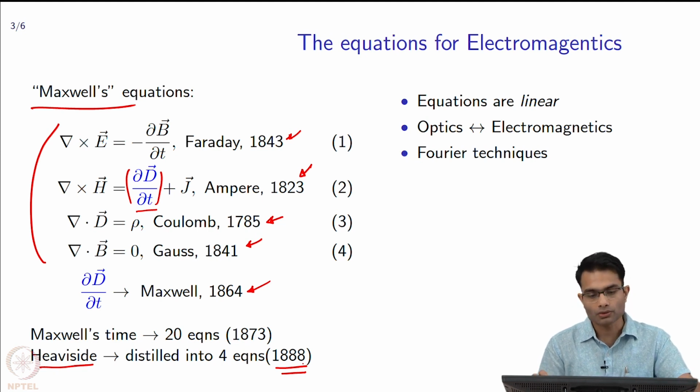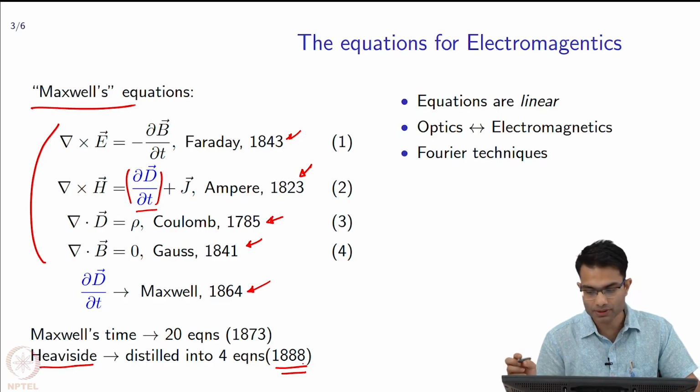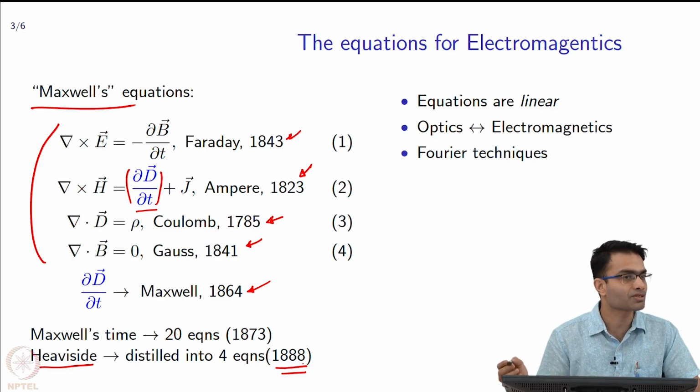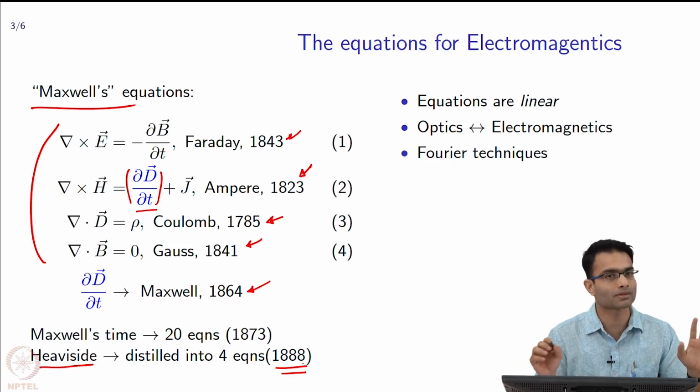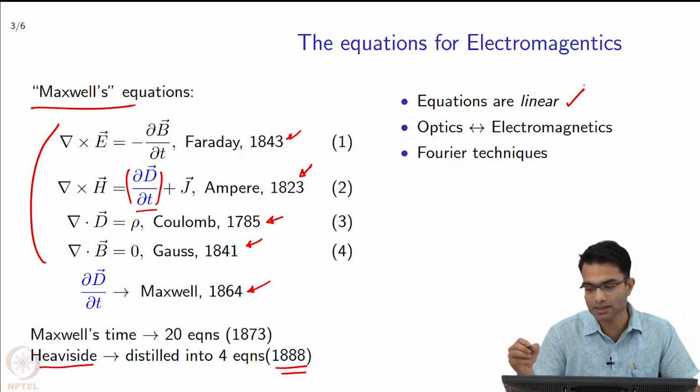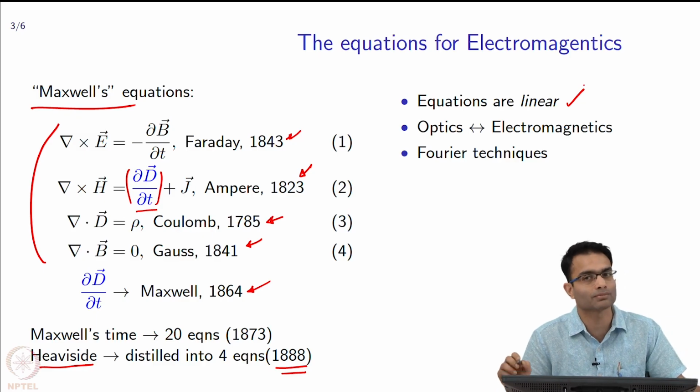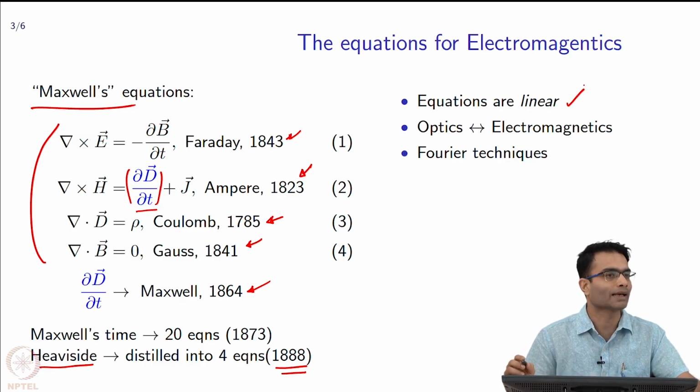Okay. So, as you can look at these 4 equations, they are linear. There is no E square, there is no E into H, right? They are all by themselves in a linear form. So, these equations are linear, and that is why people were able to solve them analytically for a large part.